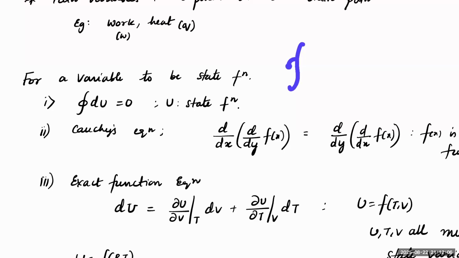So this circle means it is a cyclic integration. When you make a cyclic integration of a function and you get zero, that means the function which you are integrating is a state function. This is one way to confirm that we are talking about a state function.